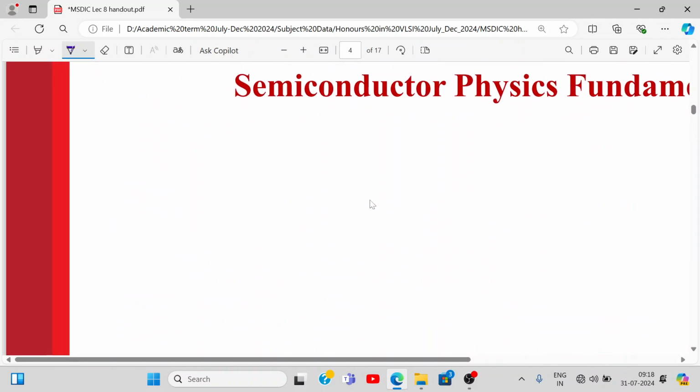Write down, the first concept which we are going to discuss today is the effect of excess carriers on energy band diagram. Short form I'm writing EBD.